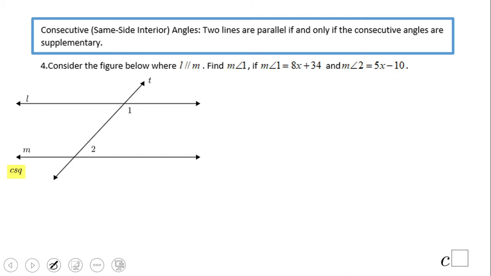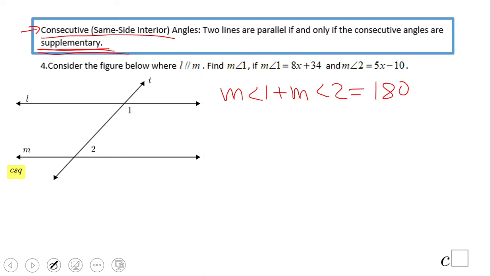We're going to talk about consecutive angles or same side interior angles. Two lines are parallel if and only if the consecutive angles are supplementary. That brings us to this equation: the measure of angle 1 plus the measure of angle 2 equals 180 degrees. Substituting the measure of angle 1 with 8x plus 34 and the measure of angle 2 with 5x minus 10 equals 180.